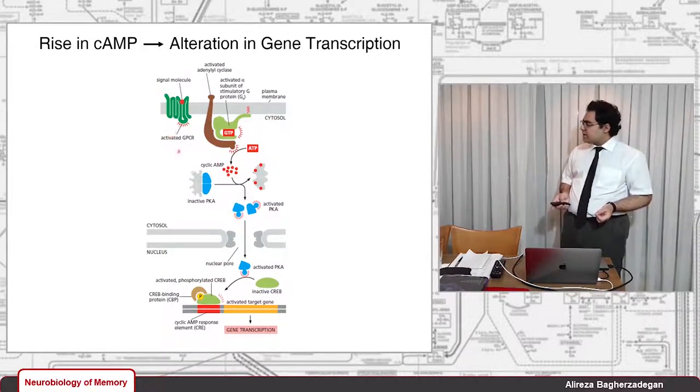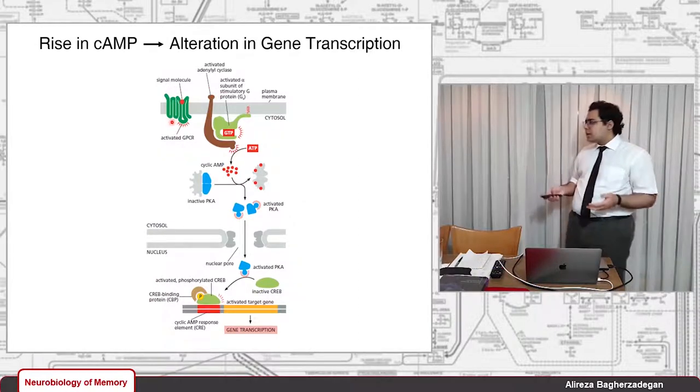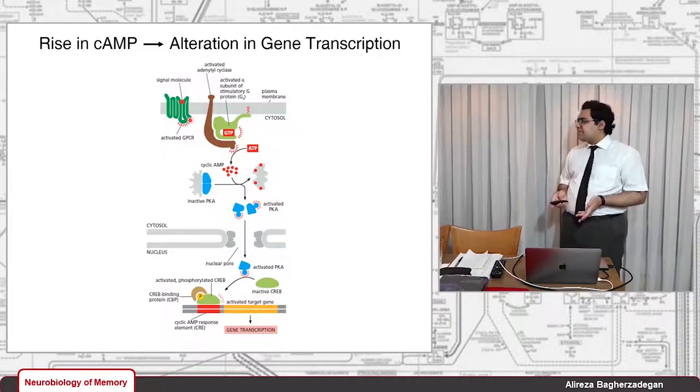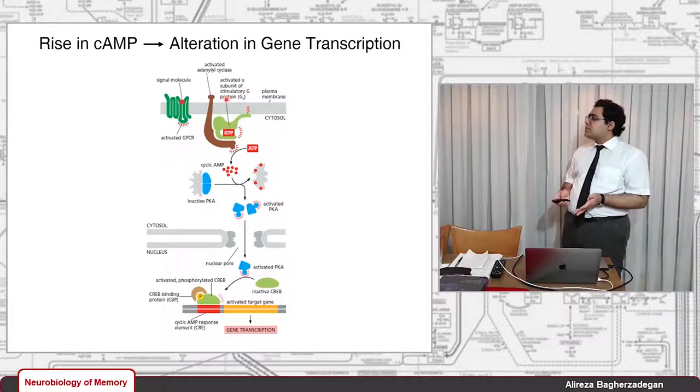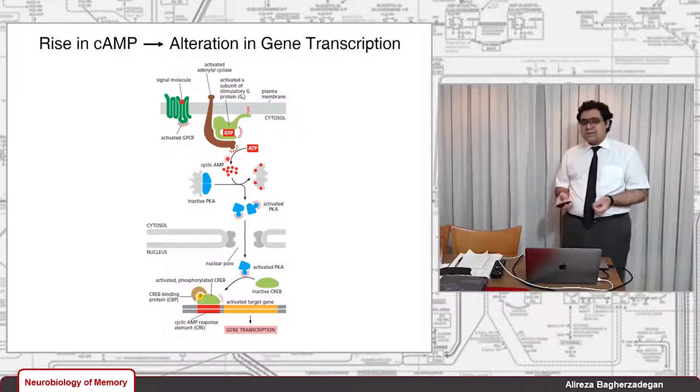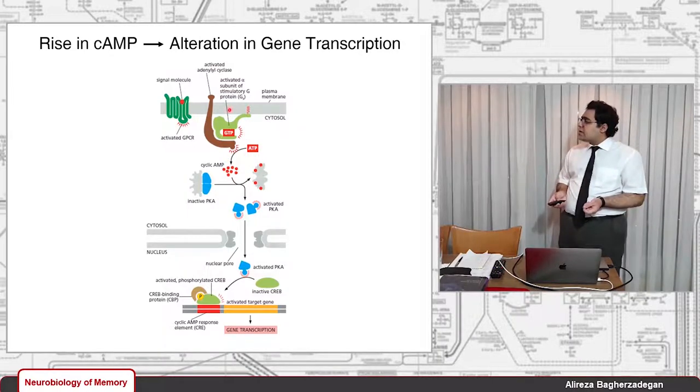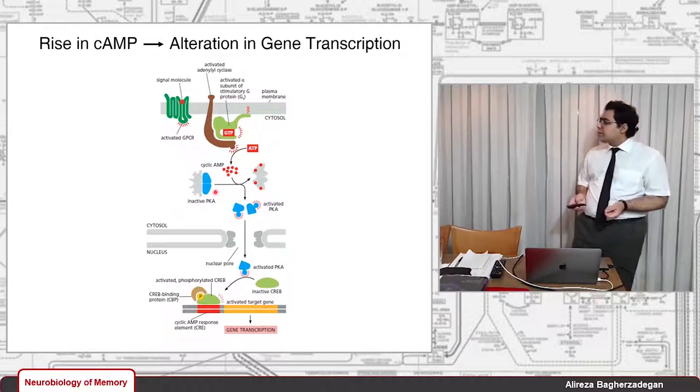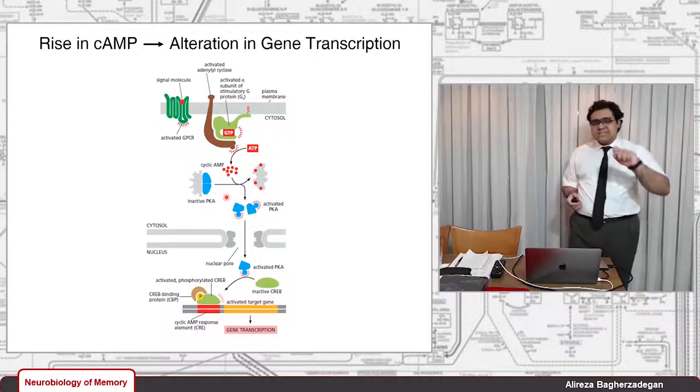We have some very familiar structures and molecules here. We have a signal molecule. This signal molecule attaches to a G protein coupled receptor. It causes a conformational change and activates the G protein coupled receptor. This receptor in turn activates the alpha subunit of stimulatory G protein. This alpha subunit is going to activate adenylate cyclase, the enzyme required for the production of cAMP from ATP. So ATP goes in, and adenylate cyclase produces cAMP, or cyclic AMP. And as I told you, we have an inactive protein kinase A, and cAMP acts as a key.